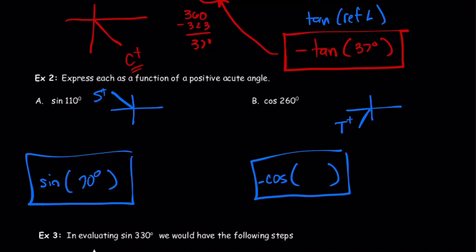Now, to get your reference angle, you have to figure out how far 260 degrees is from 180. So I'll subtract 180, and I believe that gives me 80 degrees. And that goes in here. That's your reference angle. So this expression right here is equivalent to this. What we've done is we've converted the angle to a positive acute angle.